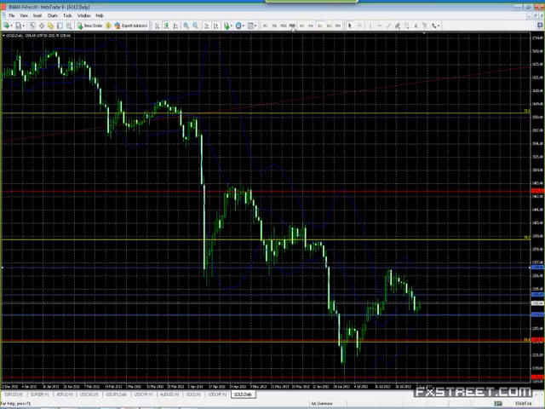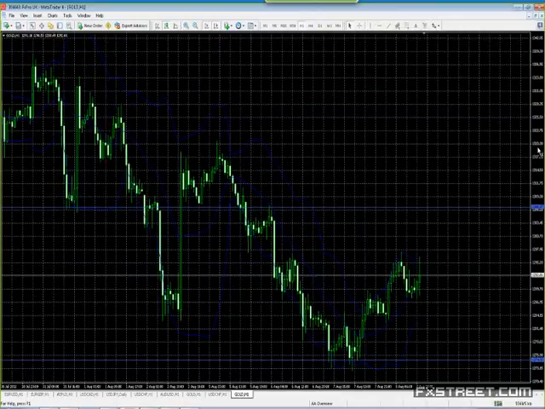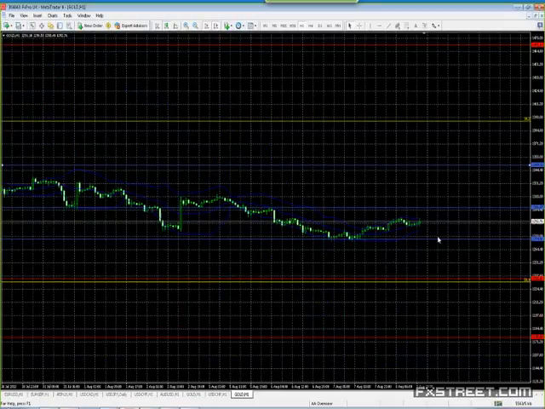So from the dailies, you go to your hourlies, zoomed in. So all the same lines, remember. But on the hourlies, you're moving between support and resistance here. And if they break these levels, they're going to go to here or here. All right, does that make sense?